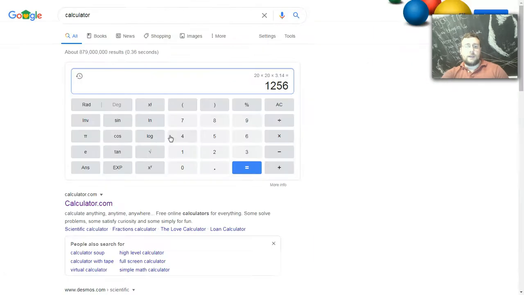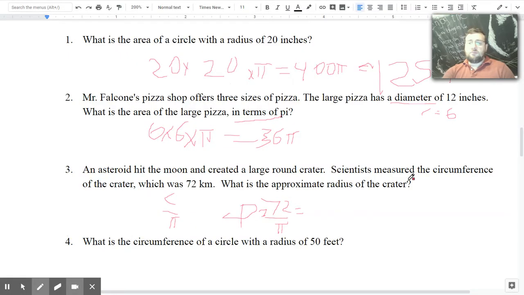Okay, so if I do that in the calculator, I will get 72 divided by pi, and that gives me the diameter, which is 22.9. But I want the radius. The radius is just half of that. So if I divide it by 2, boom, I got my radius, which is about 11.5. Now, 22.9 is the original diameter, but we have to remember that we have to divide it by 2 to get the radius, which equals about 11.5 in this problem.